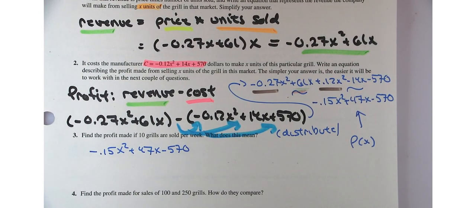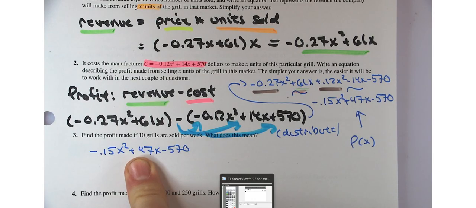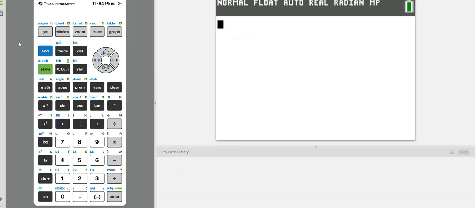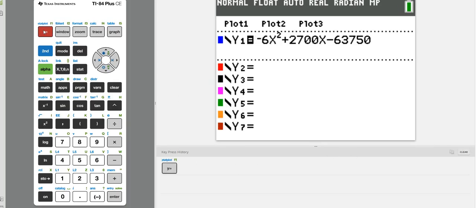So if you made 10 grills, what would your profit be? Now here's where it's nice to let something else do your work for you. Now most of you have a graphing calculator around, so let me start with the graphing calculator and show you how to do that first. So the first thing you want to do is hit the y equals key. You can keep track of what I press by looking at the key history down at the bottom. Hit the y equals key. If there's anything there, just hit the clear button over here, clear it out.